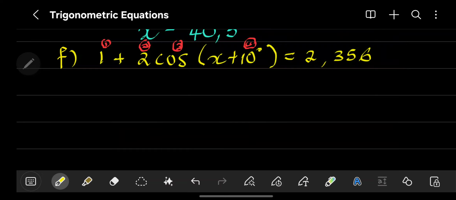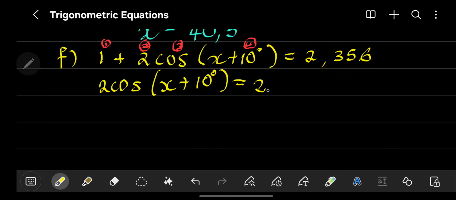Okay, let's do that quickly. Then I'm just going to say that 2 cosine of x plus 10. Someone is asking himself or herself, where did 1 go? We removed 1. You see, 1 and these ones are joined by what? By a positive. So it means that we are going to transpose this time. Okay, so 2, 3, 5, 6 minus 1.